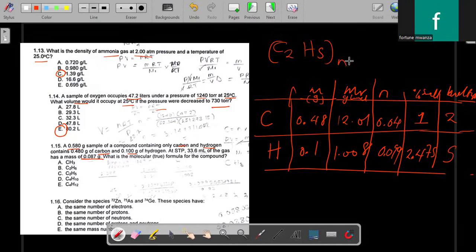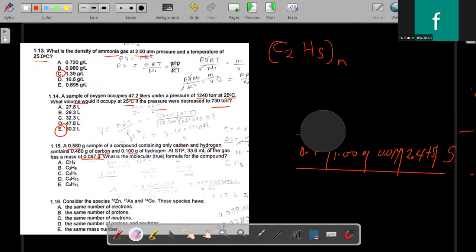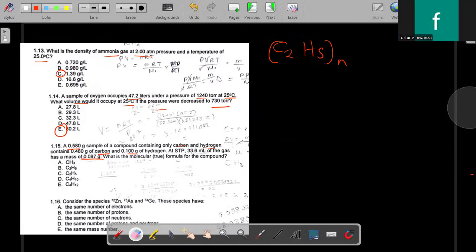So now what I need to do is to look for N. Immediately when I find N, I can find the molecular formula for this question. So how do I get my N? I know that for me to get my N, I need the molecular mass for this empirical formula. We haven't been given the molecular mass for the molecular formula. So in this case, what do I do?